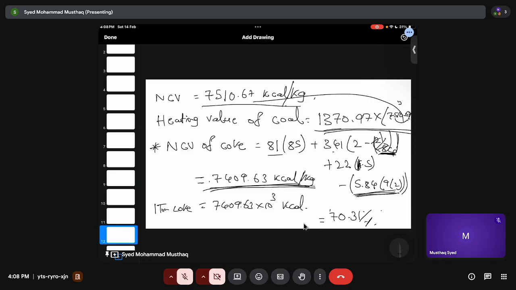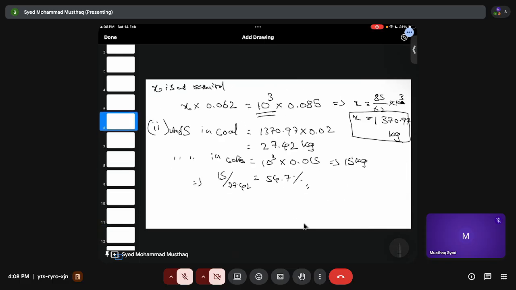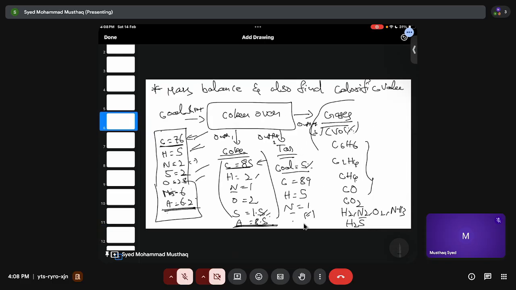Now the final question. What is the final question? The amount of coke oven gas produced, the amount of gases that has been produced. This is our final part, the fourth question. Now how do we do it?